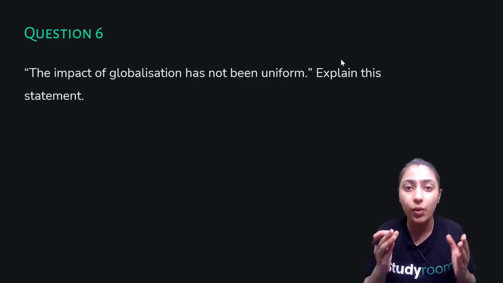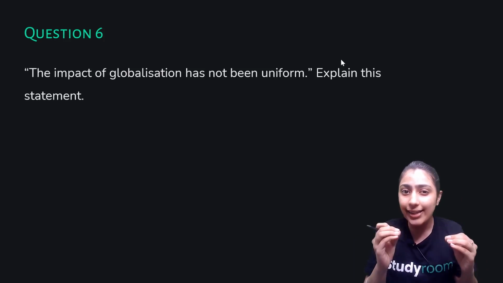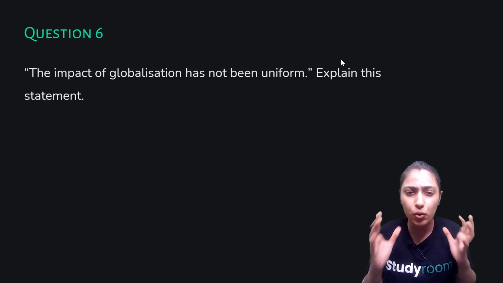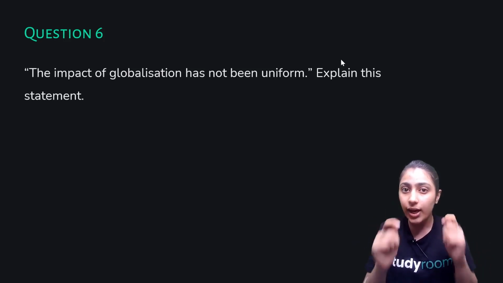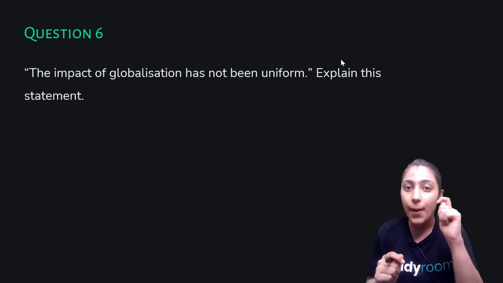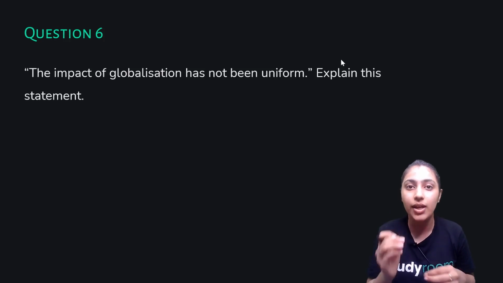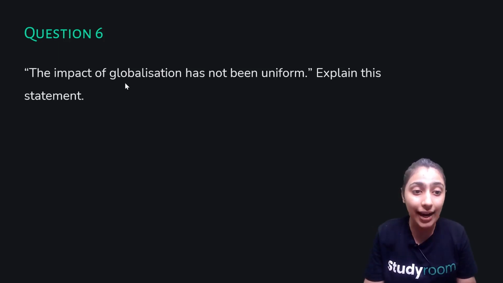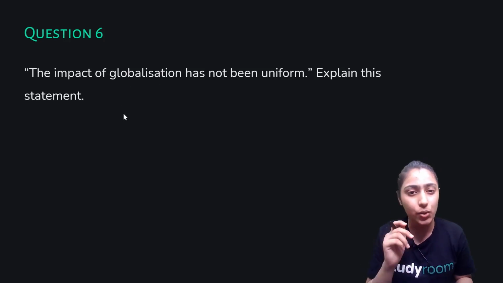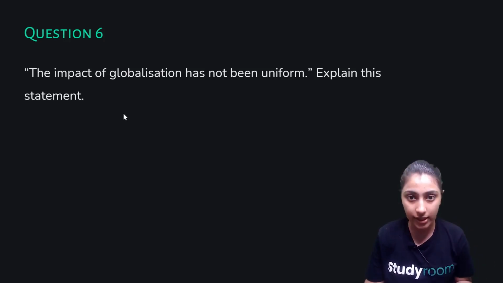Now, our laborers are only appointed when there is high workload, and even then they are not paid well for working so hard for us. They are working day and night in order to make both ends meet, but they are provided very less wages, very less income. That is why it is said that the impact of globalization has not been uniform. That means it's not equal on both sides.